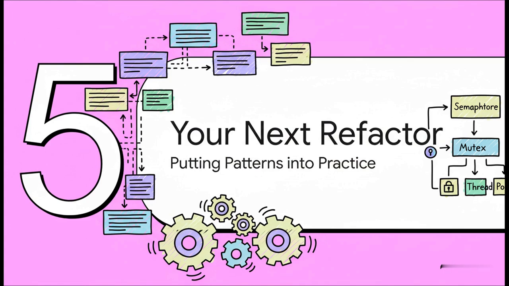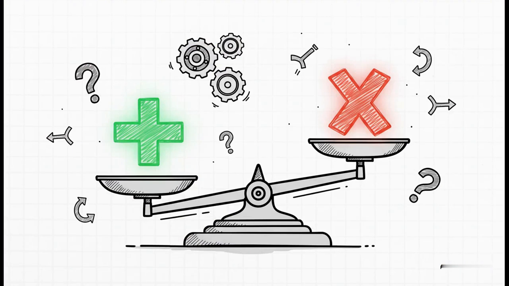Okay, so we've got all this great theory, but what do you actually do with it? How do you take this knowledge and apply it to your own code? Let's talk about that. But first, and this is super important, no design pattern is a magic bullet. Not a single one. Every single pattern comes with trade-offs, and being a great engineer is all about understanding which trade-offs you're willing to make in a given situation.